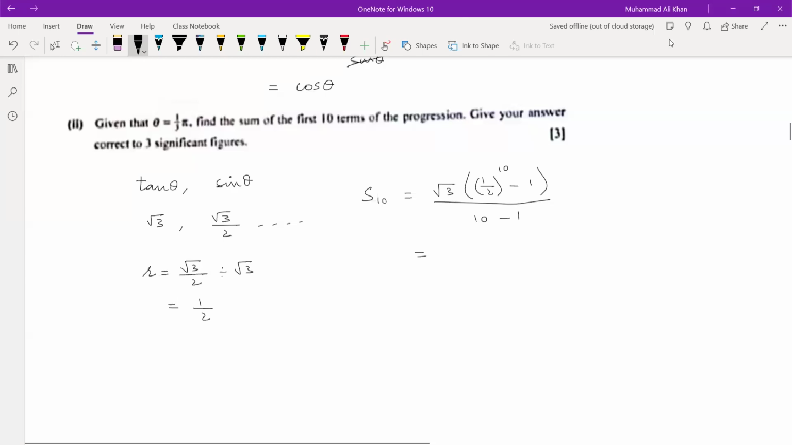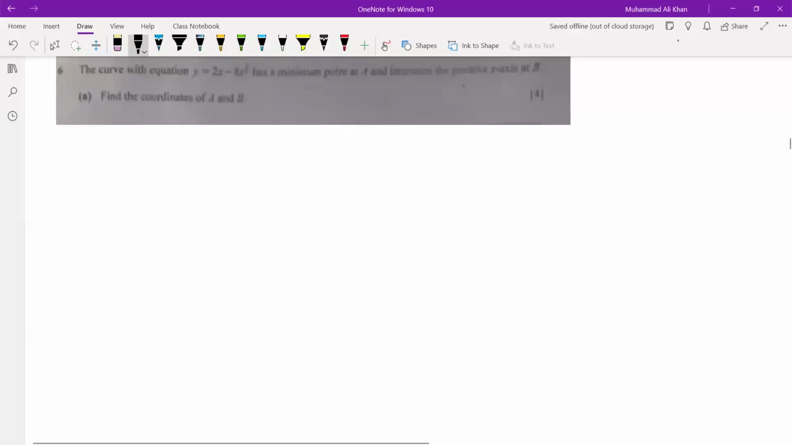In this, please correct that: over R minus 1, and R is 1 upon 2. So now the answer is 3.46. This is the answer in terms of 3 significant figures. Hopefully it is clear, a simple question of geometric progression.